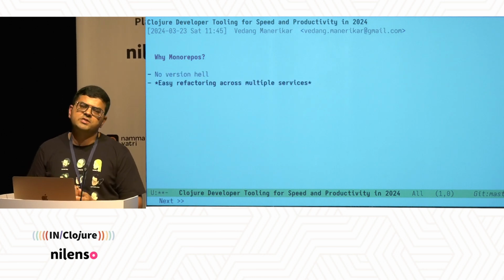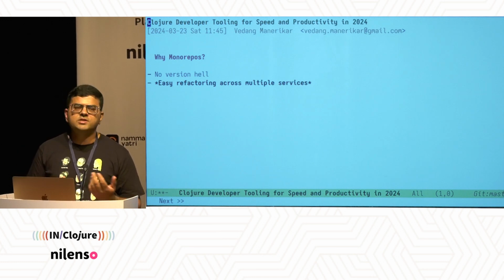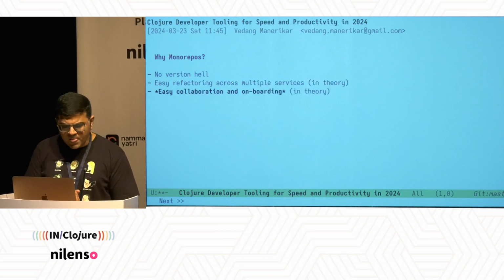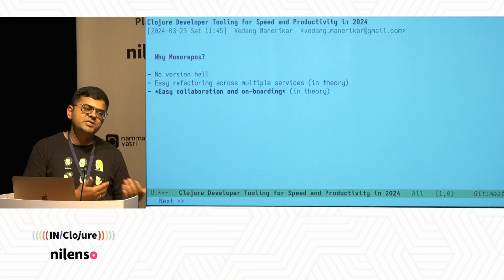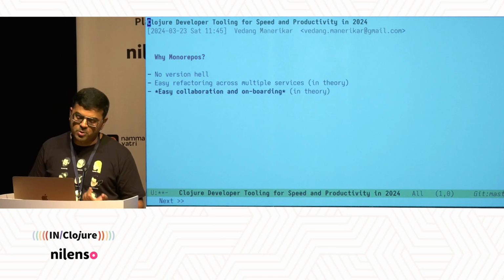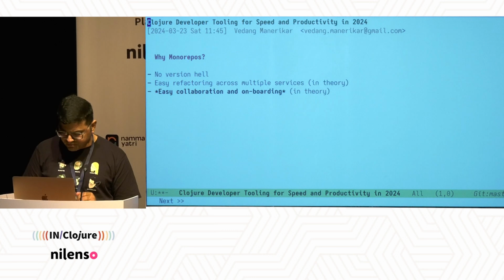Refactoring across multiple services: if you have multiple services which are using the same kind of code, it's so much easier if they are all in the same repository, and you can just refactor them. You can do a search. It's a far easier thing than doing it across microservices. Collaboration and onboarding: if there's somebody new, that person has to clone one thing. The documentation is in one place. It's all more readable than microservices probably. So in theory, this is also some benefit that monorepos give you.